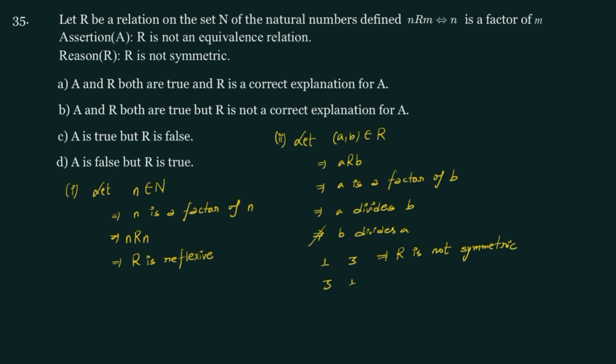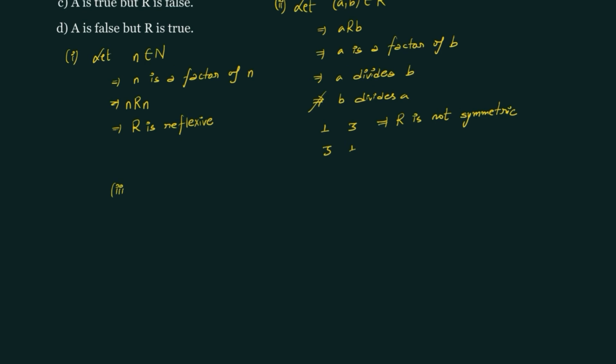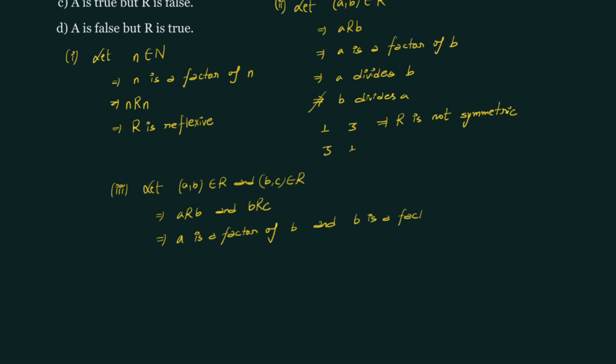Okay, so at last let us check whether this relation is transitive or not. So for that, let us assume (A, B) belongs to R and (B, C) belongs to R. So if (A, B) belongs to R, then A is related to B and B is also related to C. That means A is a factor of B and B is a factor of C. That means if A is a factor of B, then A divides B, and if B is a factor of C, then B divides C. Now this is a simple logic that there's a number A and A divides B, and that B will divide another number C.